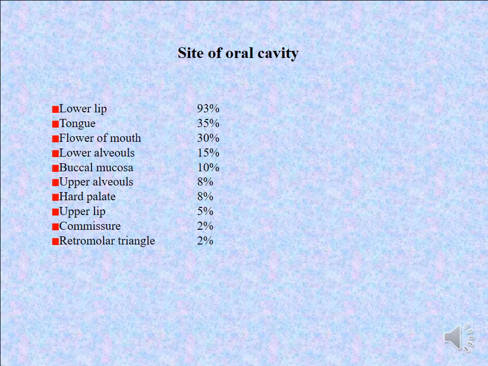The percentage of the occurrence of carcinoma in the oral cavity is according to these figures. The most frequent malignancy occurs in the lower lip, about 93%, and then the tongue, 35%, and then the floor of mouth, 30%, and then the lower alveolus, 15%, and the buccal mucosa, 10%. And the upper alveolus and hard palate 8%, and upper lip 5%, and the commissure, the angle of mouth, and retromolar region 2%. We can see the most common occurrence of malignancy is in the lower lip, due to trauma or from the sun.